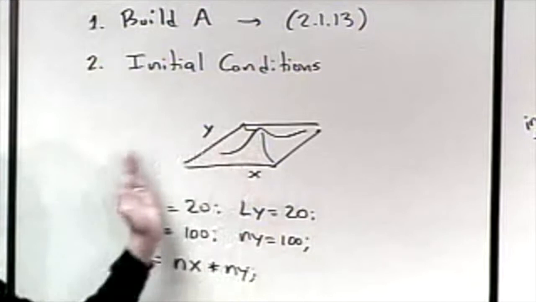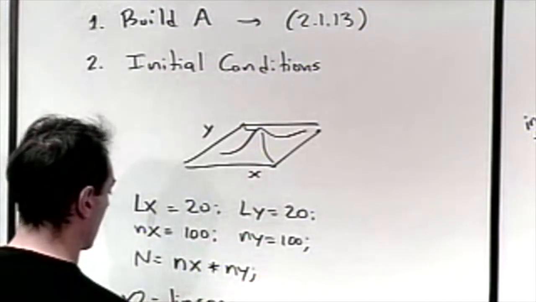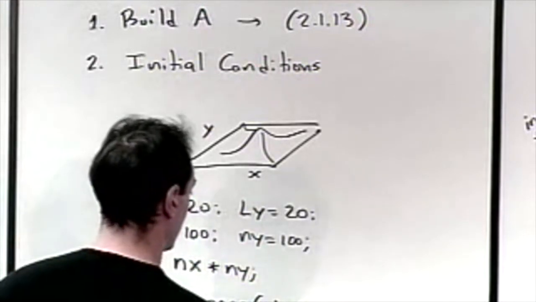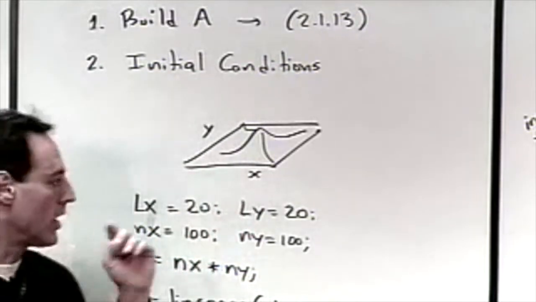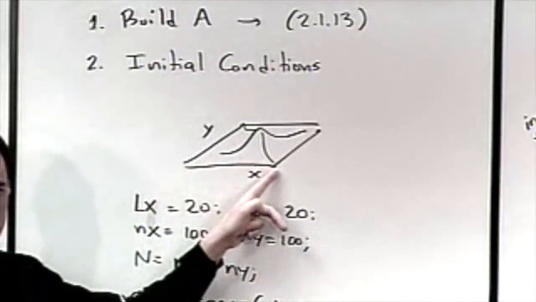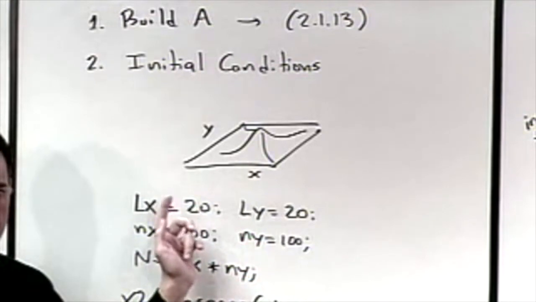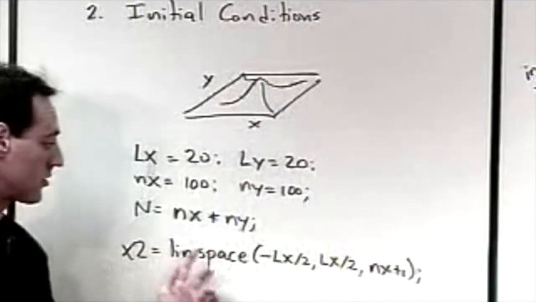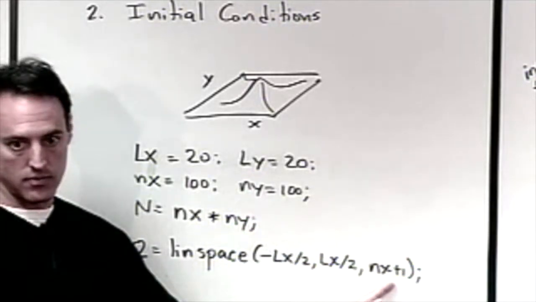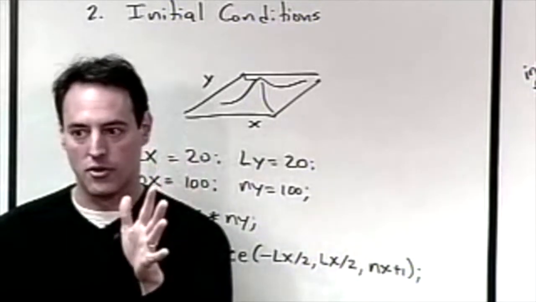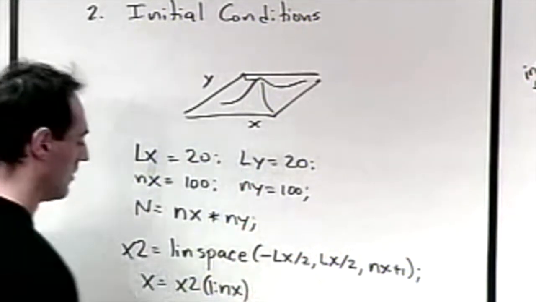Now, what are my x coordinates? It's periodic, so I define a vector x2, which is a linear space that goes from negative Lx over 2 to Lx over 2 in nx plus 1 points. When I say I want 100 points here, I mean I'm going to solve for 100 points. The last point is the same as the first, so really there are 101 points, and all I care about is the first 100. So x is just points 1 through 100.